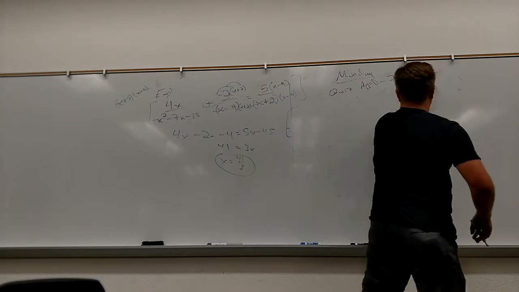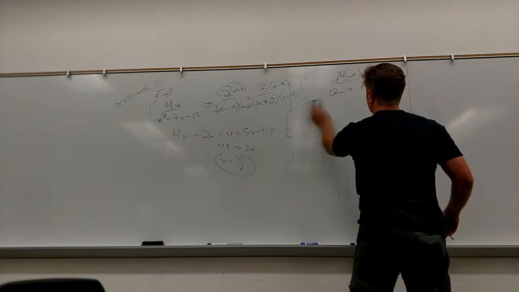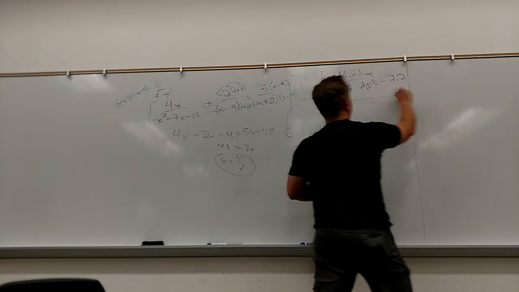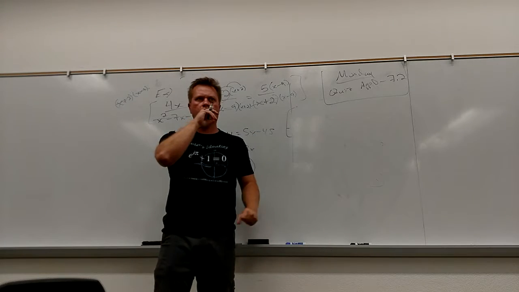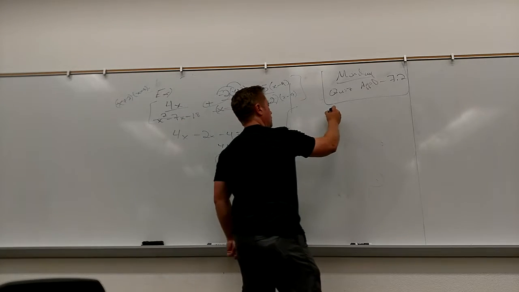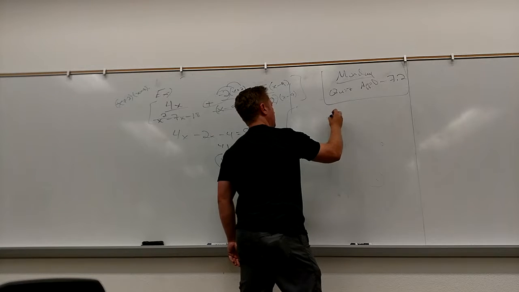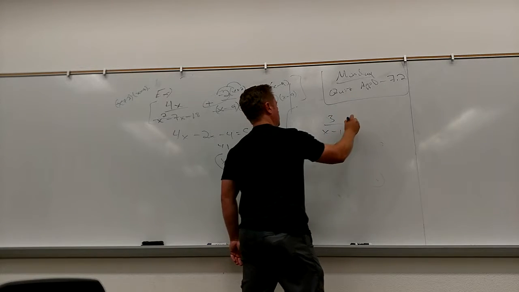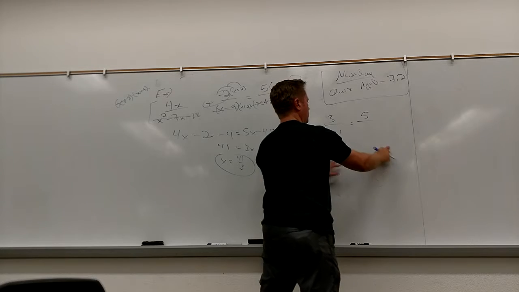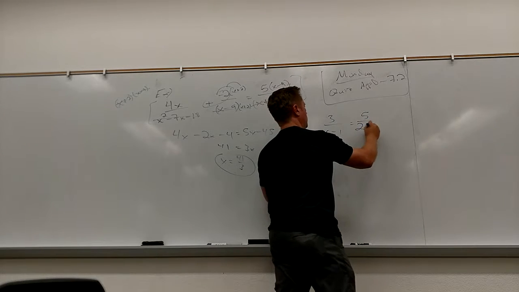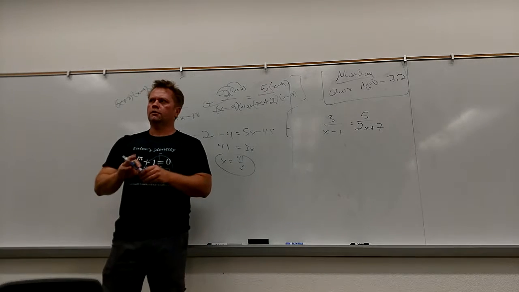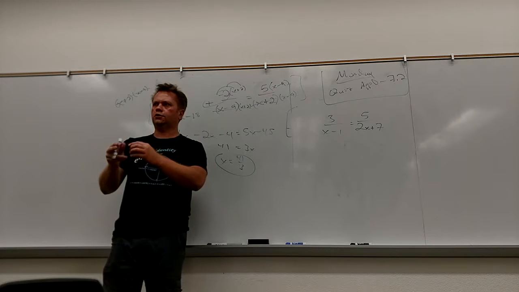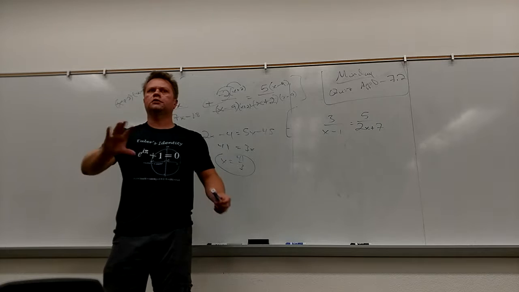So let me show you this. This has come up before in this class, and this is the one you've got to be careful about. Good old cross multiplication, right? So if I have something like this, 3 over x minus 1 equals 5 over 2x plus 7, I'm going to do this the long way to show you why cross multiplication is a shortcut.